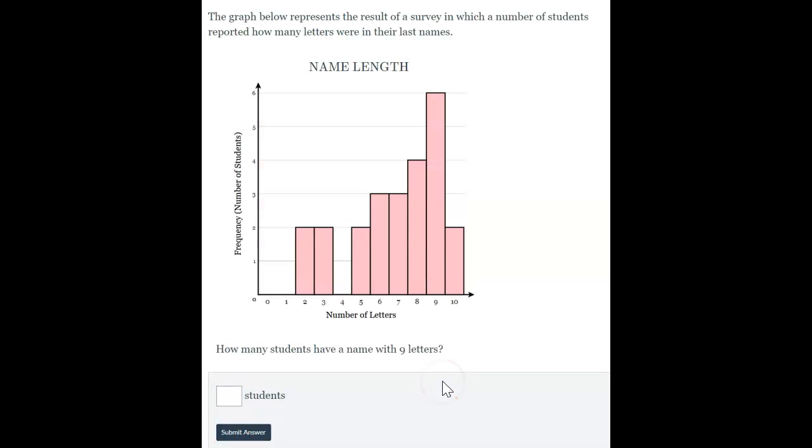The graph below represents the results of a survey in which a number of students reported how many letters were in their last name. How many students have a name with 9 letters? So we find 9 right here on our x-axis, and we see how many times that happened. That was 6 times. So how many students have a name with 9 letters? That'd be 6 students. Students is up here. That's our frequency. That happens 6 times.